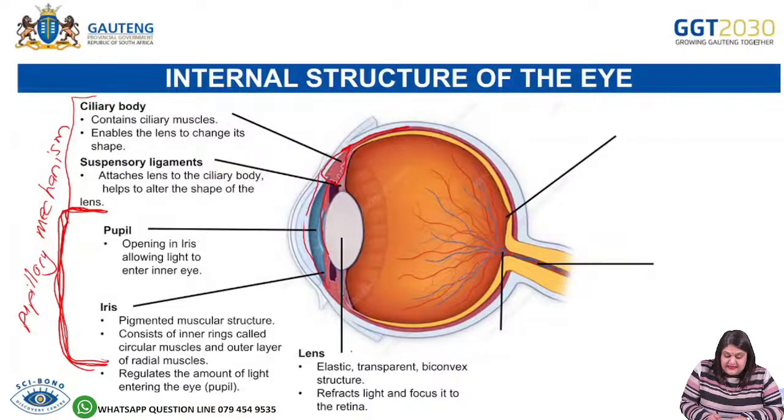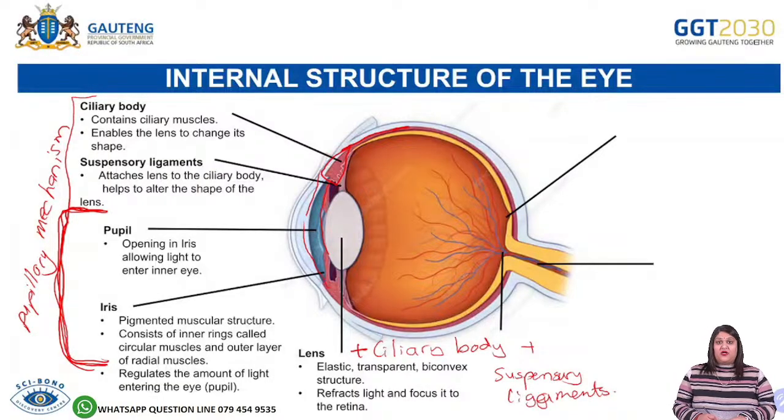So we've got the lens plus the ciliary body plus the suspensory ligaments. These are going to work together to carry out the process of accommodation. Accommodation is when we are able to see near or distant objects. So the lens is elastic, it is transparent, it is biconvex, and it refracts light and focuses it to the retina.